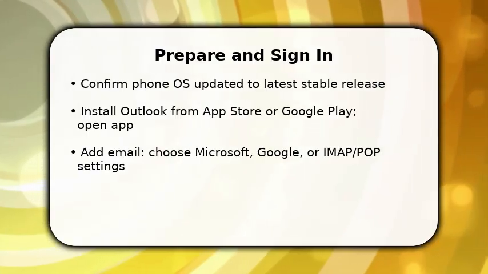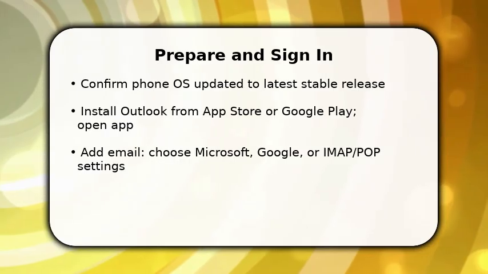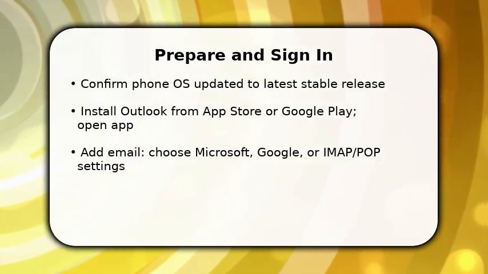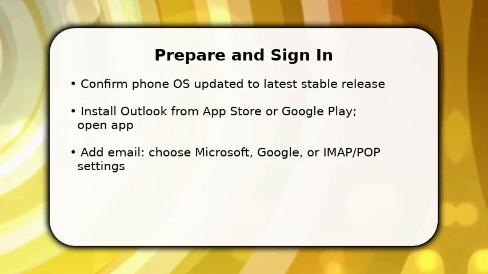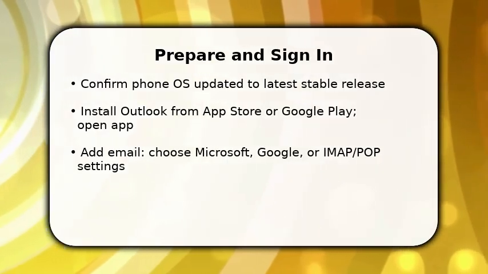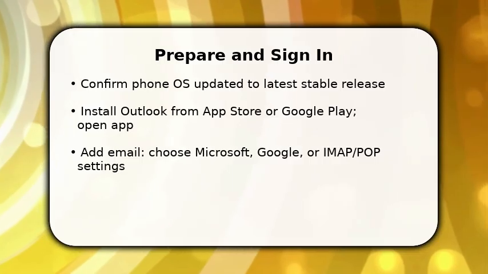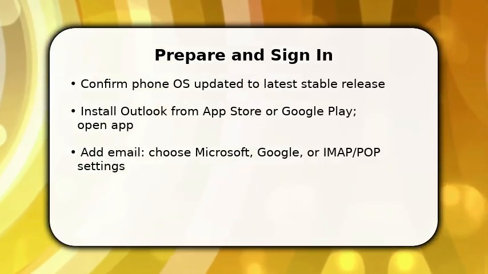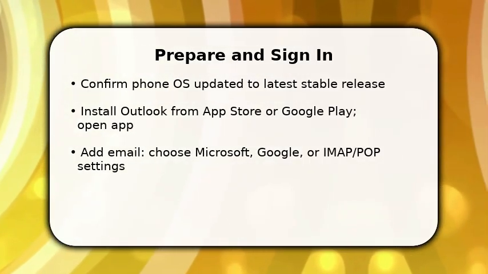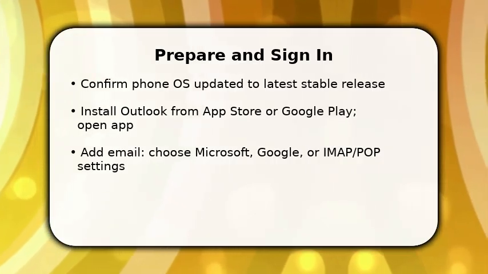You'll start by adding your account. Open Outlook and tap Add Account. Enter your email and password, then choose account type: Microsoft, Google, or IMAP/POP. If prompted, accept permissions and multi-factor prompts so mail, calendar, and contacts sync. Once done, make sure sync frequency and notification settings are set to your preference in Settings.